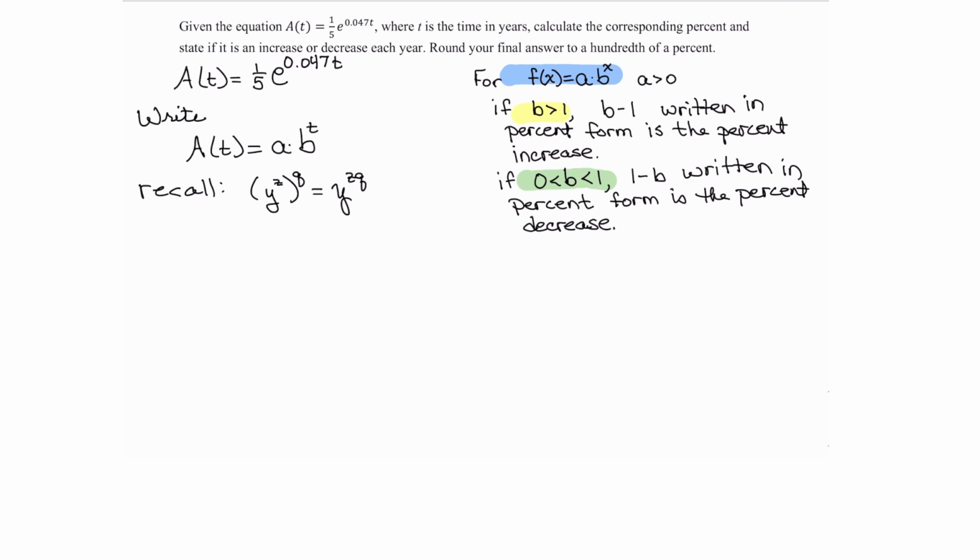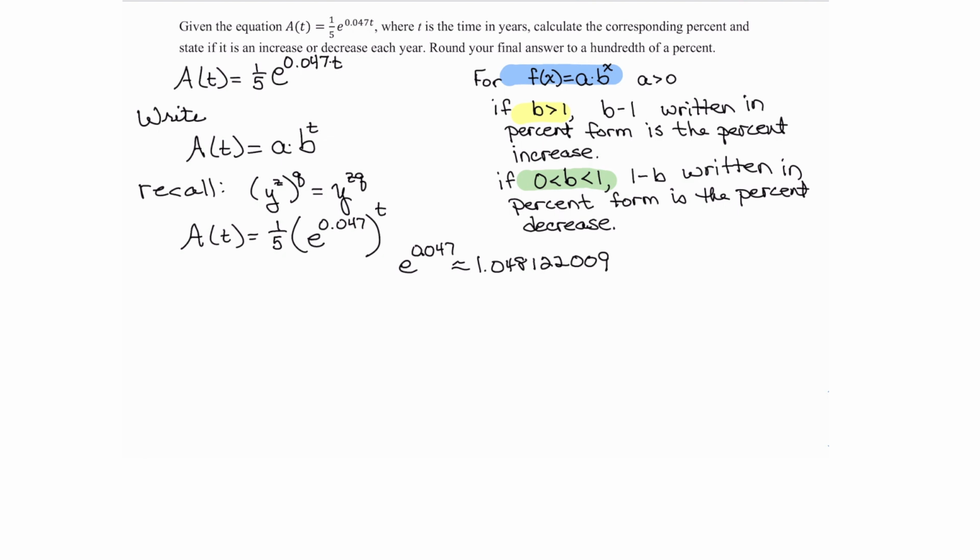So for our equation that we started with, our A of t, we can write that as 1/5 times, well, this is e to the power of 0.047 times t, so that can be written as e to the 0.047, and then that to the t power. Now, what's the value of e to the 0.047? Well, e to the 0.047 is approximately 1.048122009, and you can just use your calculator to get that value.